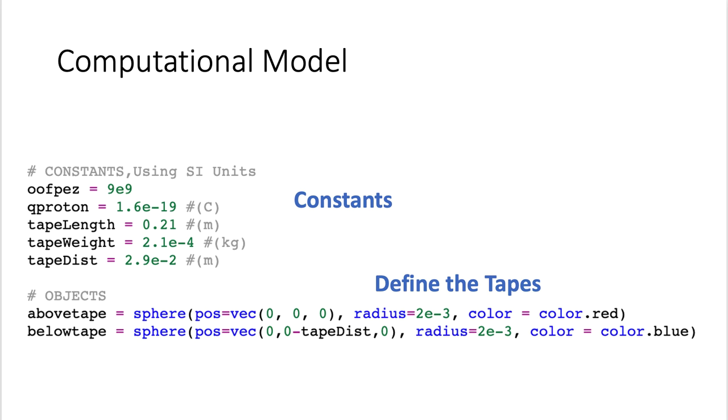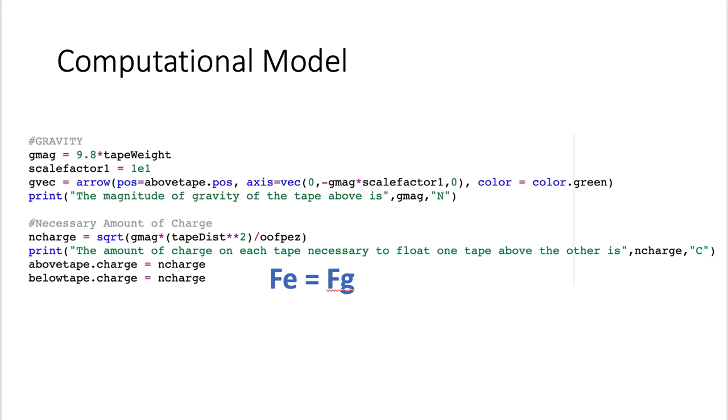We can also construct computational models as other ways to carry out our experiment. In GlowScript code, for example, we first initialize our constants used in this experiment, and we secondly define our tapes in coding language. Third, we get the gravity of the system. And at last, we use Newton's first law as well as Coulomb's law to write an equal sign between the force of gravity and the electric force. And from there, we can get our charges.